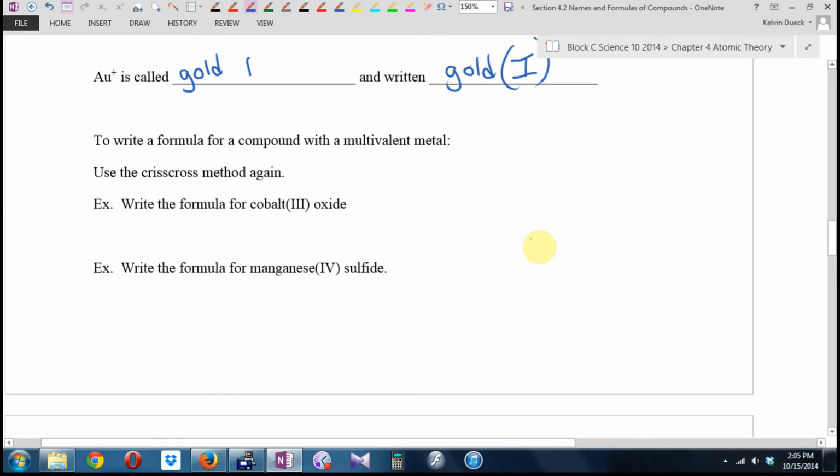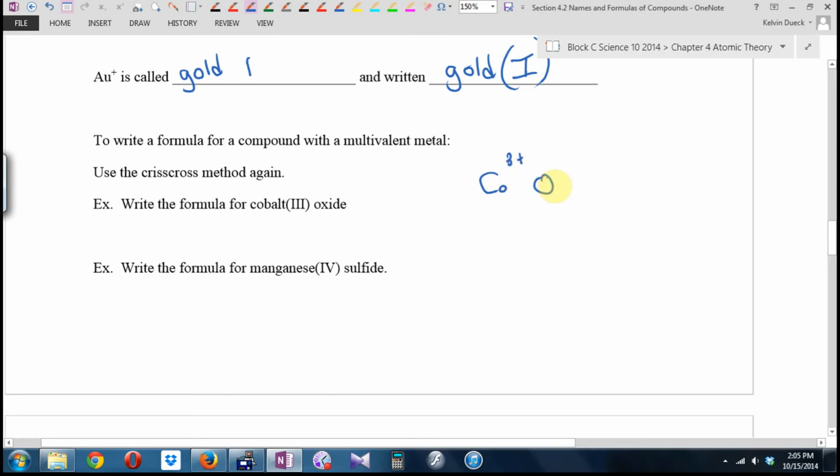So it says, write the formula for cobalt-3 oxide. The first thing we're going to do, what's the symbol for cobalt? Co? Now, cobalt is multivalent. Wait. They told me what charge to use. What charge am I supposed to use? So I'm going to put a 3+ there.